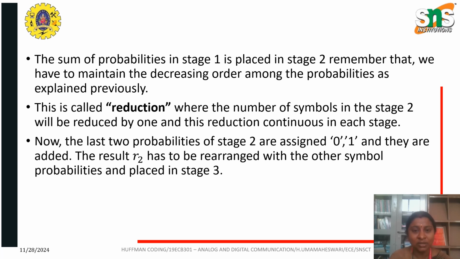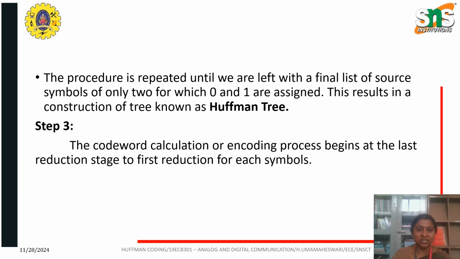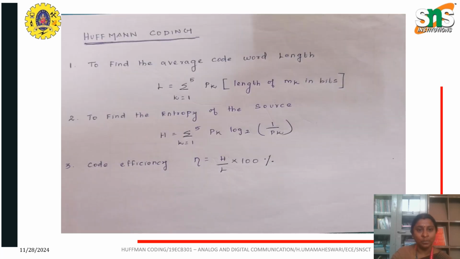Now the last two probabilities of stage 2 are assigned 0 and 1 and they are added. The result R2 has to be rearranged with the other simple probabilities and placed in stage 3. The procedure is repeated until we are left with a final list of only two source symbols, to which 0 and 1 are assigned. This results in the construction of a tree known as a Huffman tree. Step 3: the code word calculation or encoding process begins at the last reduction stage and goes to the first reduction for each symbol. So these are the formulas for Huffman coding.